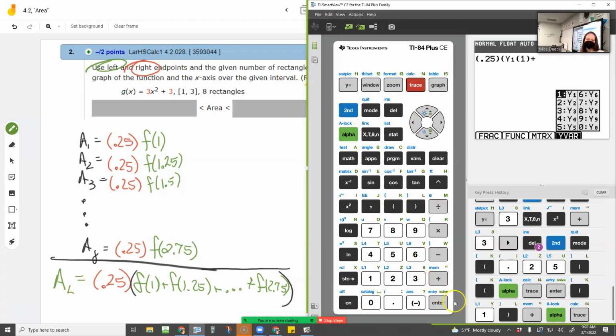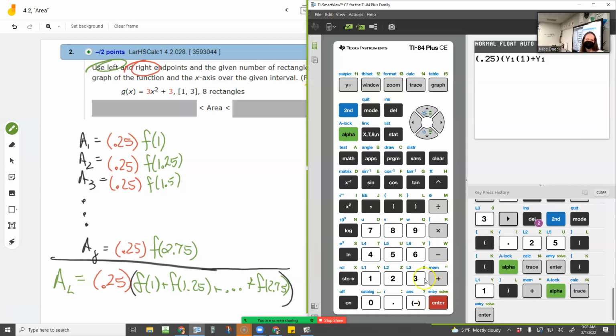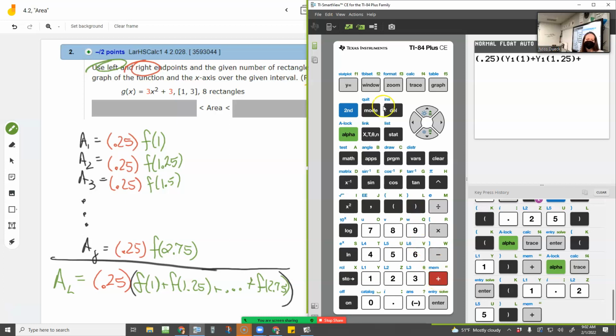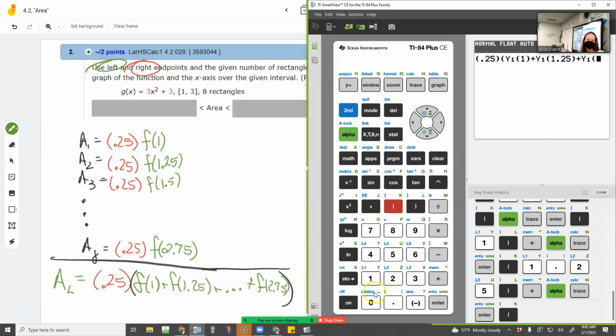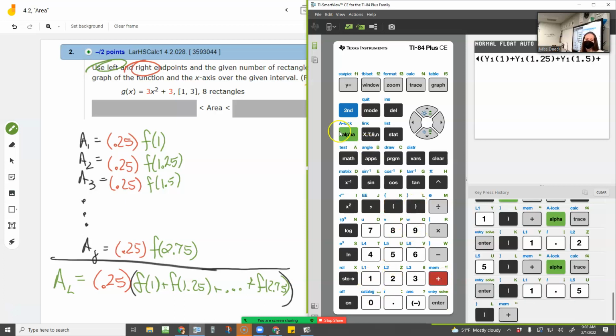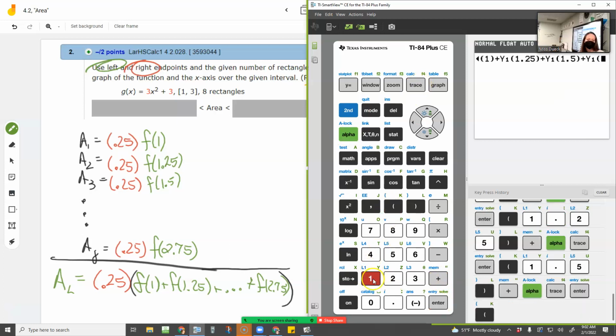You guys see me get into that trace? Go straight to the trace, y1 of 1.25. Practice, give your brain that muscle memory. You do drills in your sports to get that muscle memory. Do it in math class too. This is a great shortcut that comes in handy in lots of different ways.